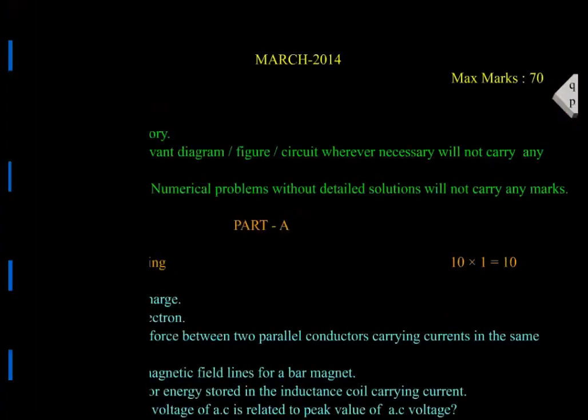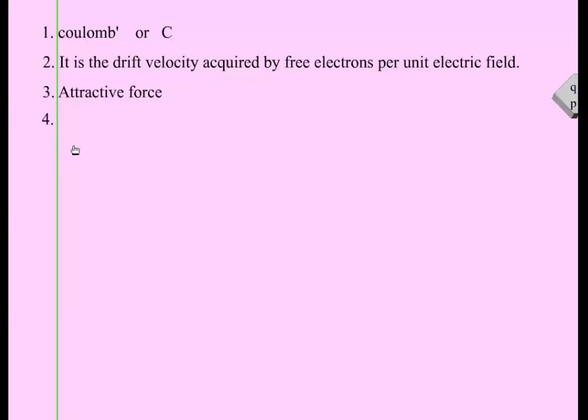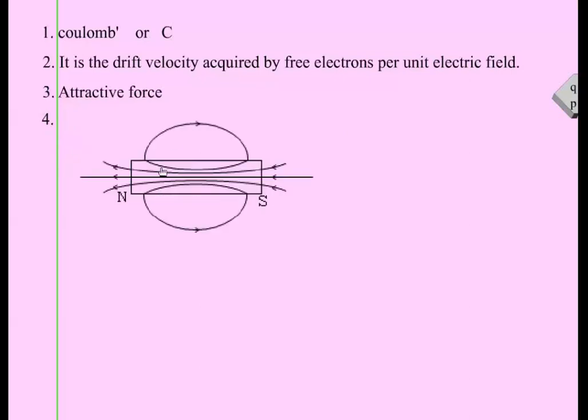The fourth question, look here, draw the pattern of magnetic field lines for a bar magnet. Look here, for the fourth one you have to draw the pattern. Look here, these are the magnetic field lines. First student has to draw this magnet, and it is important to mention this north pole and south pole. Look here, these are the field lines, they are closed loop. So these arrow marks are very important. If arrow marks are not there in this pattern, you will not get any mark.